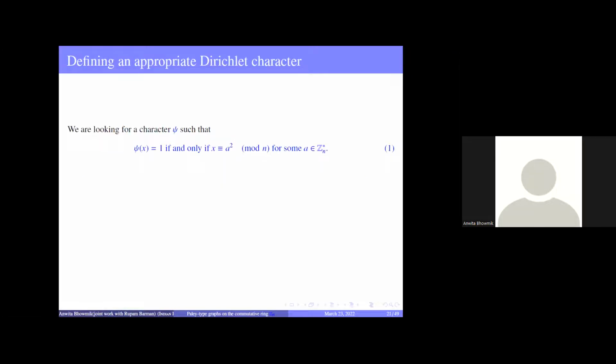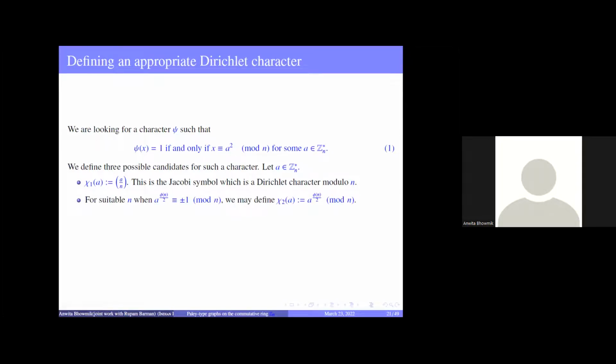Okay, now we are looking for a character psi such that it will give 1 if and only if x is a square modulo n. Similarly, how in Paley graphs we had that the quadratic character took 1 if and only if the element was a non-zero square. Now to find such a character, we define 3 possible candidates. The first is the Jacobi symbol, which we know is a Dirichlet character. The second possibly is a character.